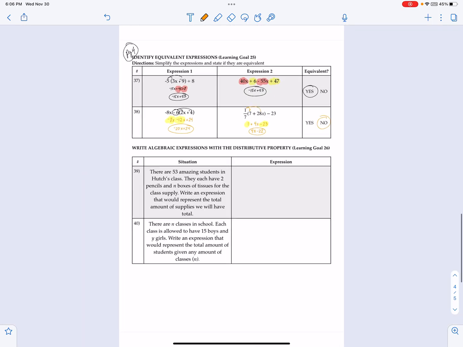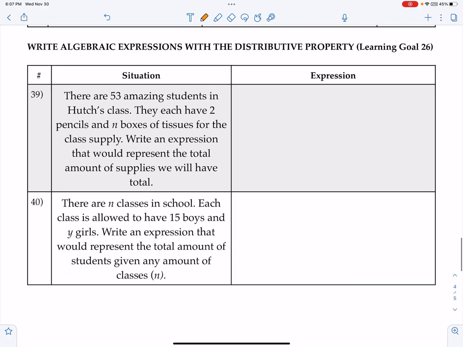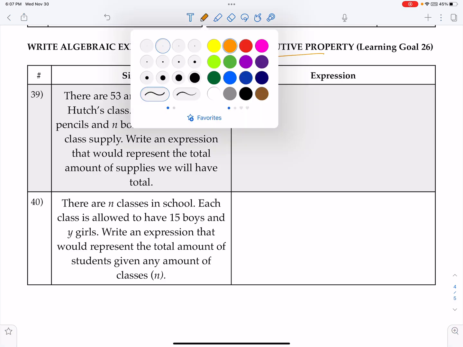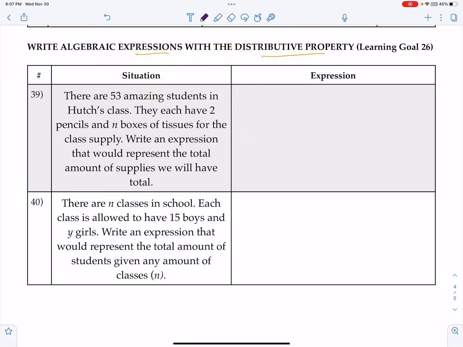All right, and the last bit here are 2 word problems, writing algebraic expressions with a distributive property. And so let's go ahead and take a look at these. We know that it's going to have parentheses and then something repeated on the outside. So I have 53 amazing students in my class. Each class, here's the single class, has 2 pencils and n boxes of tissues. Okay, for the class supply. Write an expression that would represent the total amount of supplies we'll have.